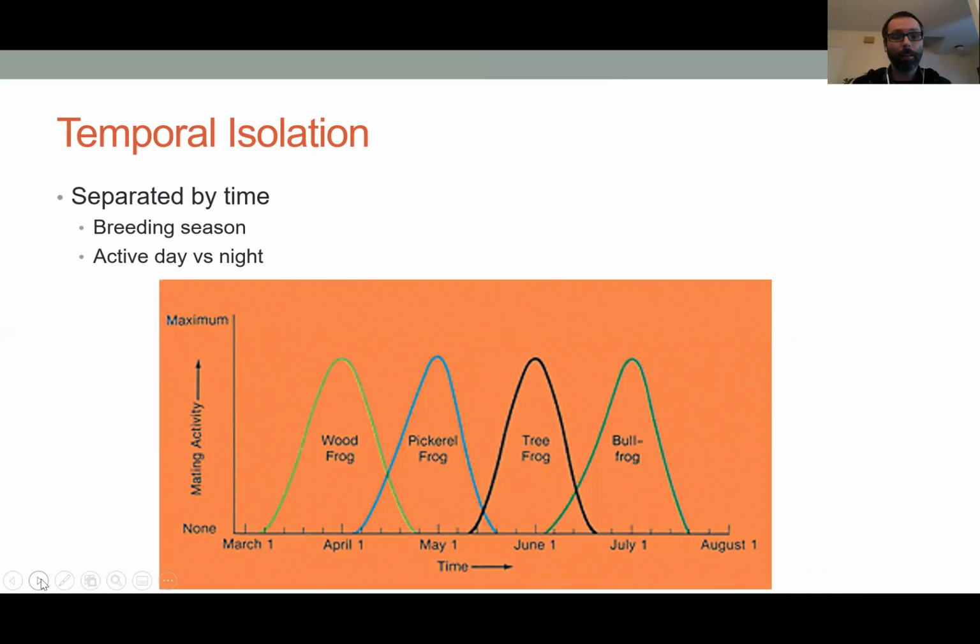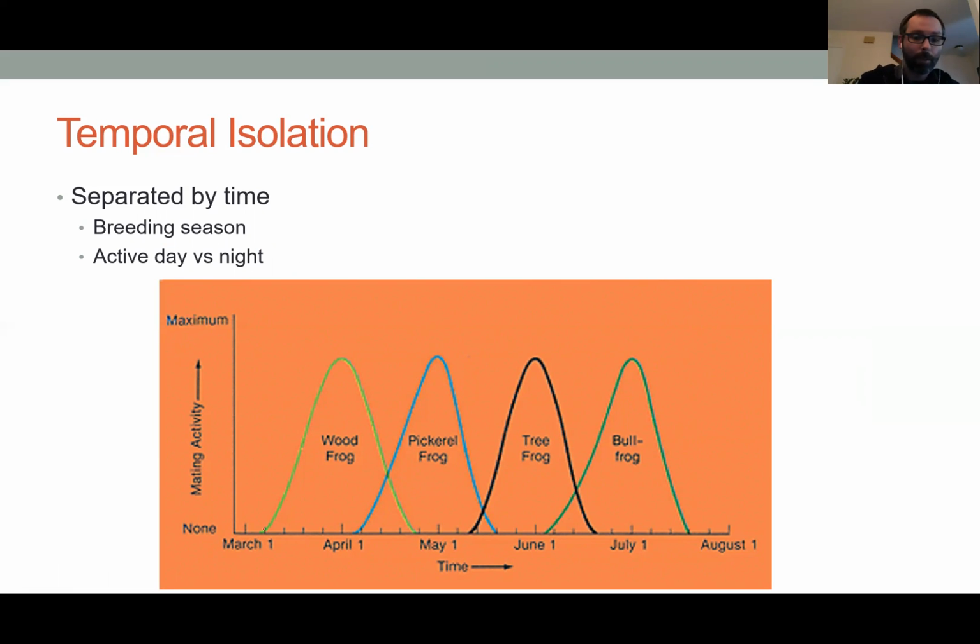One other version of reproductive isolation is for time. You can't mate with something if they are awake at a different time, right? If you're literally a night owl, and you go out looking for females, but the females that you're looking for are all asleep, then it's going to be hard to find a mate. But more significantly would be the breeding season, like is shown on this graphic, right? You have your wood frogs and pickerel and tree and bullfrogs, and they all have their mating seasons. Notice the bell curves. They don't all mate at the same time.